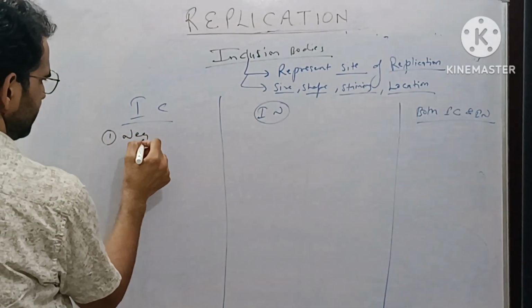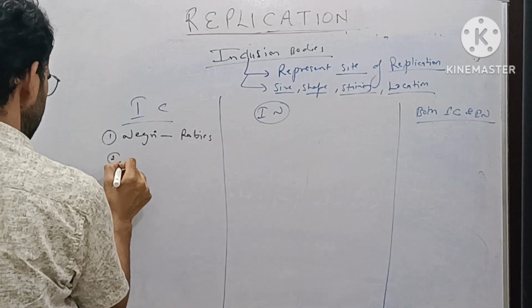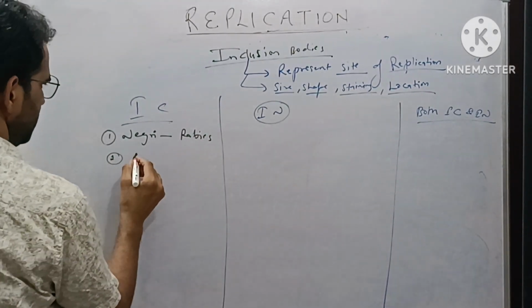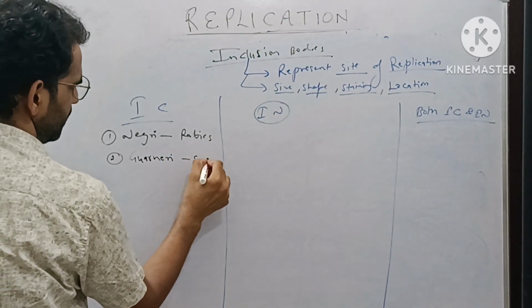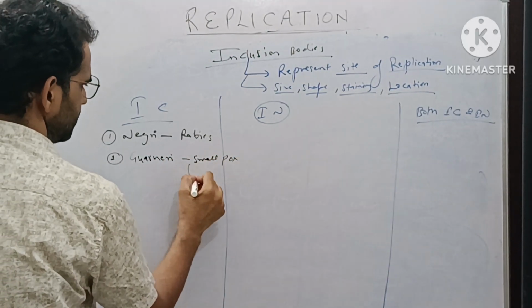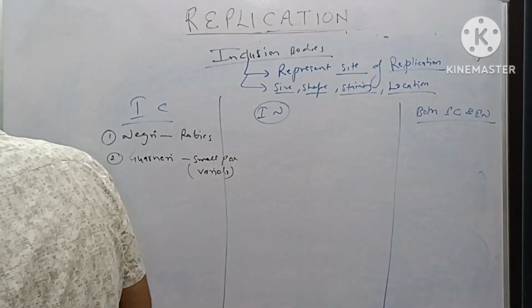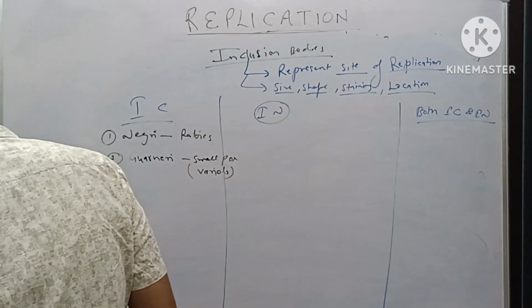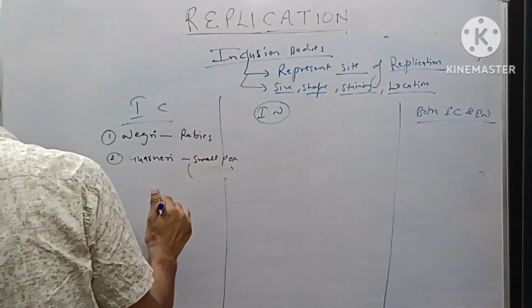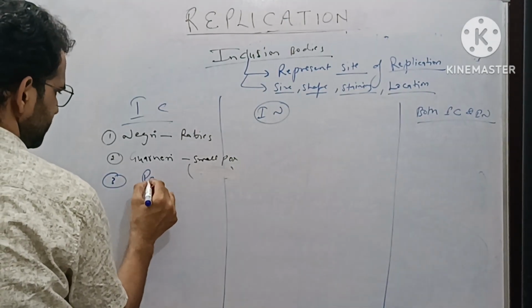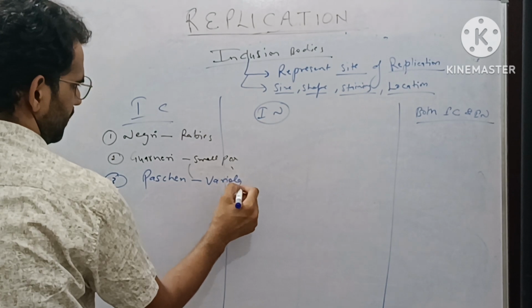Intracytoplasmic, number one, Negri bodies, that is rabies. Number two, Guarnieri bodies in smallpox, that is variola. Number three, Paschen bodies, that is seen in variola viruses.